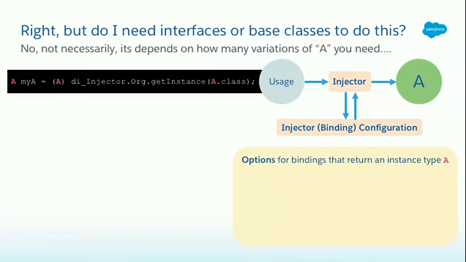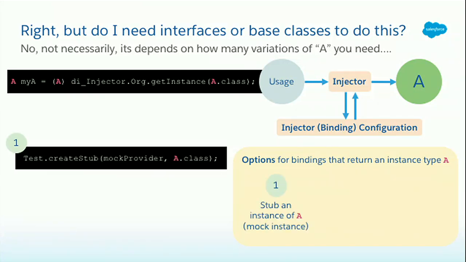When we think about how to actually achieve dependency injection in Apex, we simply use the alternative to the new operator and go through the injector and give it the name of a binding. That's the name of the thing that we're expecting. In this case, we're using A class as the name of the thing that we want to look for. And we've got a few options.